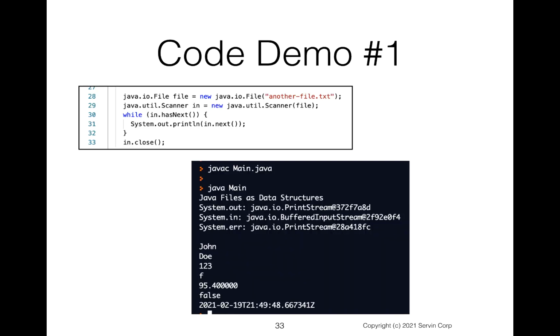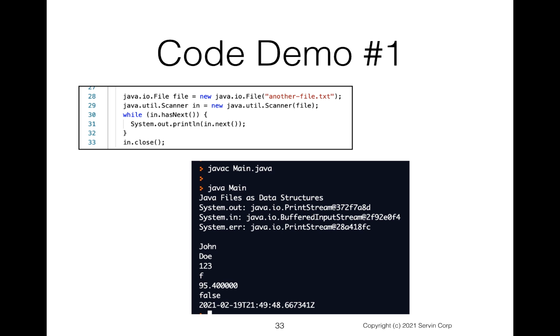So here we go. At line 28, we'll create our file. This is that another-file.txt that we wrote in the previous demonstration. And here at line 29, we create our scanner. So notice we've got a java.util.Scanner, giving it the name of our file. Once we've done that, at line 30, we just say while in, so our scanner has the variable in, we say in.hasNext. So as long as it has another token, what will we do? Well, at line 31, we'll print that out.